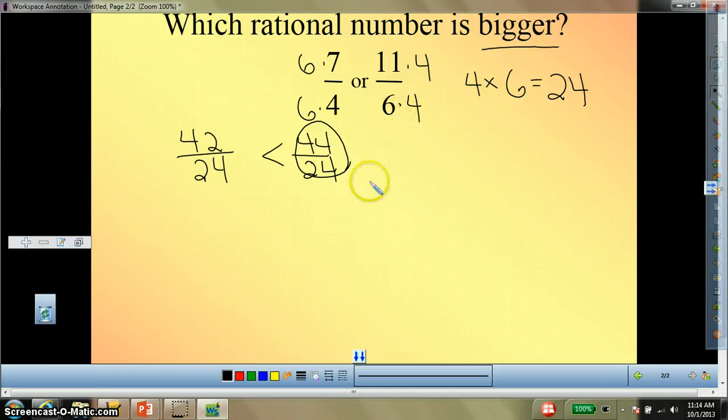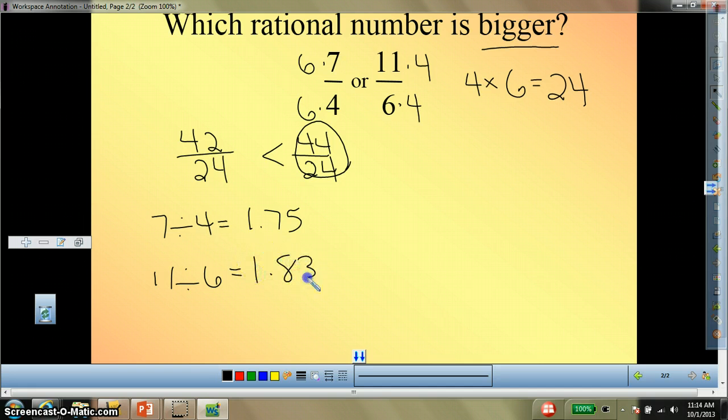We can also do that by changing them to decimals. So we would simply divide numerator by denominator. 7 divided by 4 is 1.75. And 11 divided by 6 is 1.83.